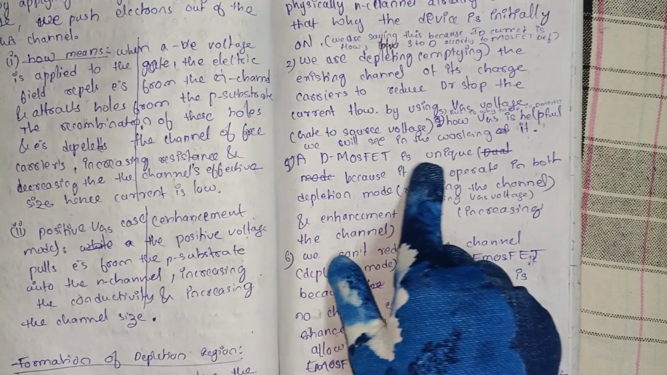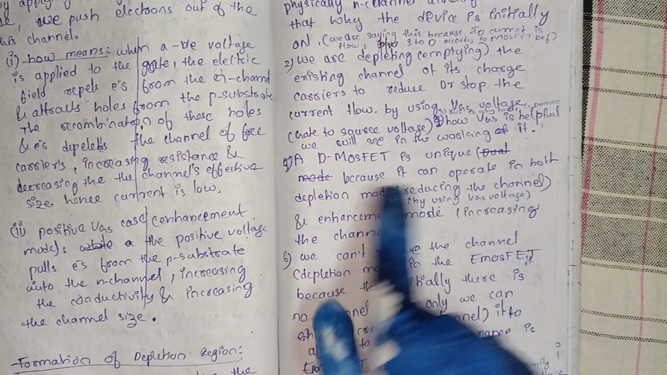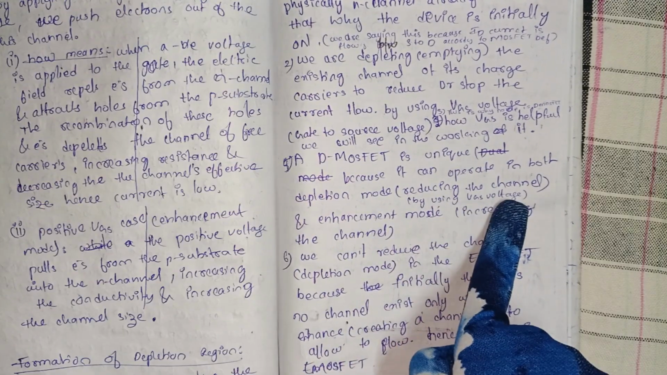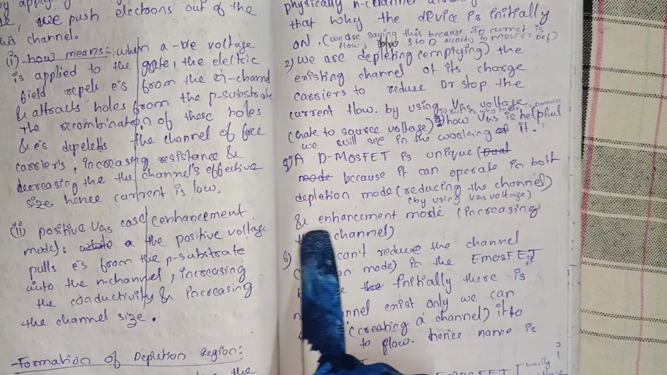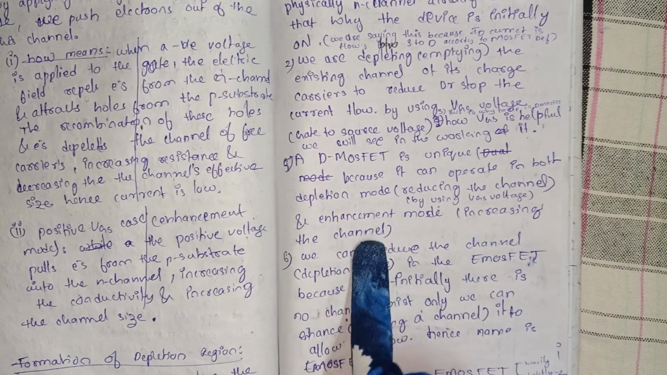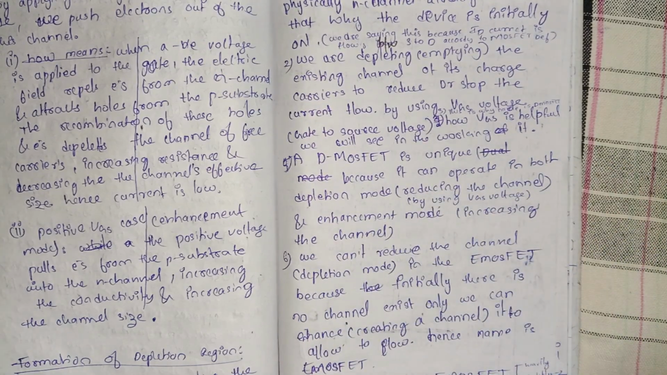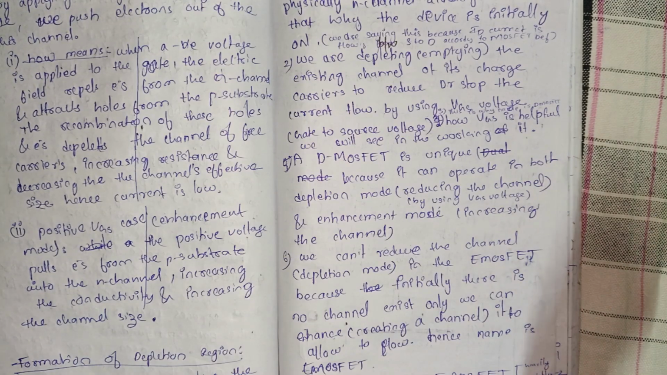Next, a DMOSFET is unique because it can operate in both depletion mode, reducing the channel by using the VGS voltage, and enhancement mode, increasing the channel. Okay. It operates in both modes. How, we will see in the working only.